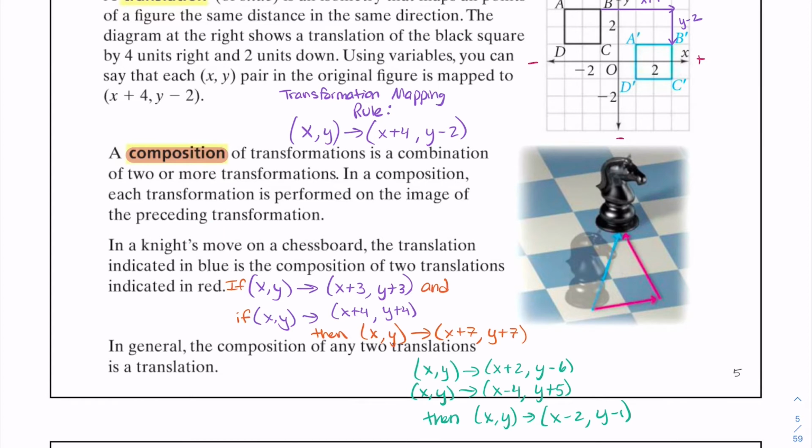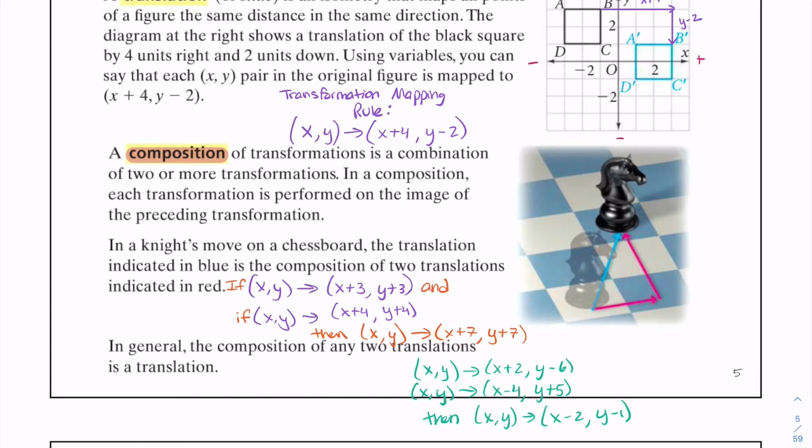So what happens is you have one transformation happening and then followed by another transformation happening. So you have xy mapping onto x plus 3, y plus 3, and if you also have another thing happening to it where you add 4 and 4, then the total is 7 and 7.